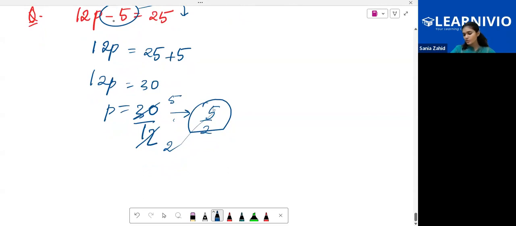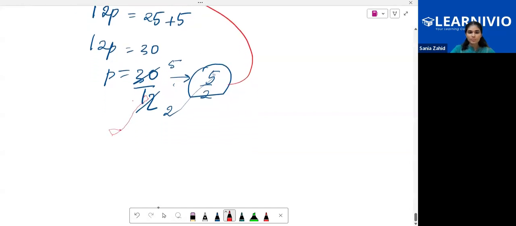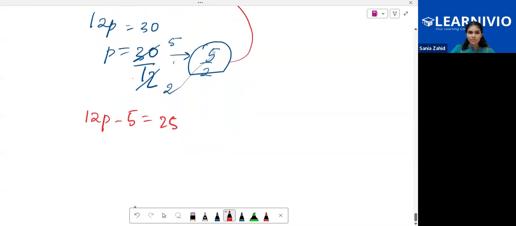And how are we going to do that? How are we going to check? Just substitute the value. We have found P is equal to 5 by 2, so just substitute P is equal to 5 by 2 over here. So instead of P, you will write down 5 by 2. Our equation was 12P minus 5 gives you 25. So write down 5 by 2 minus 5 will give you 25.